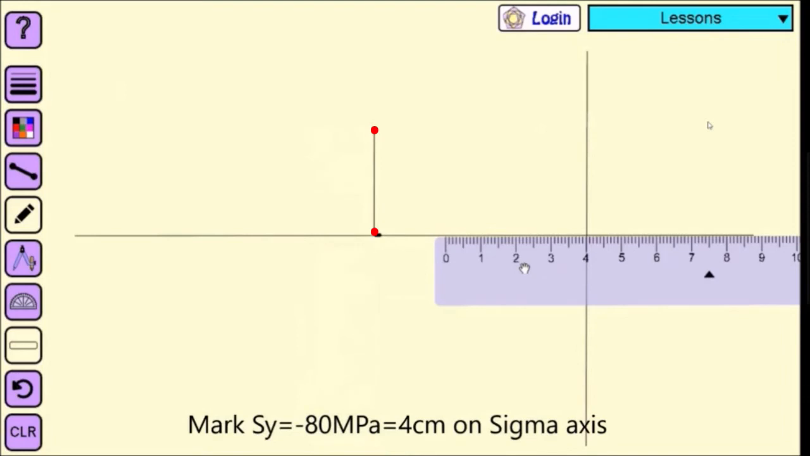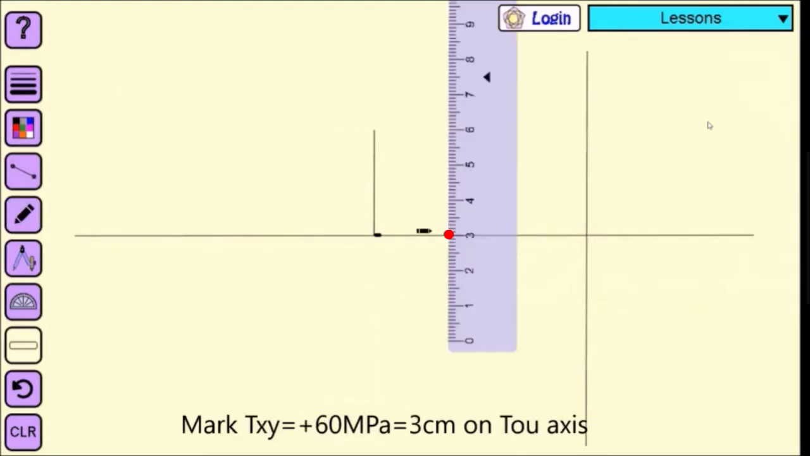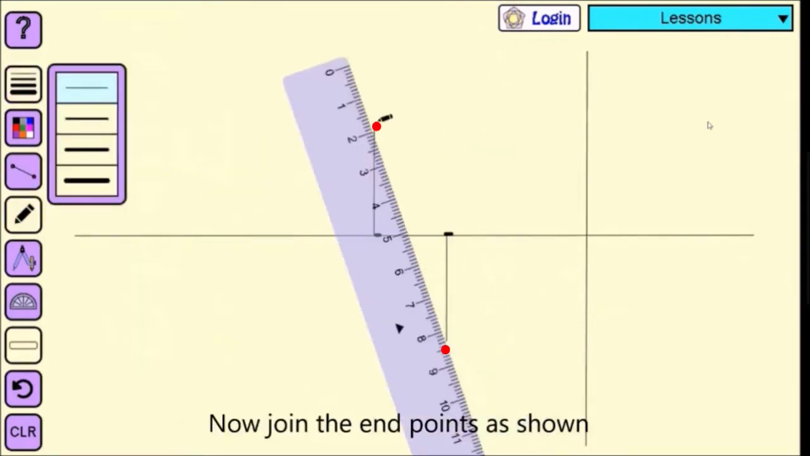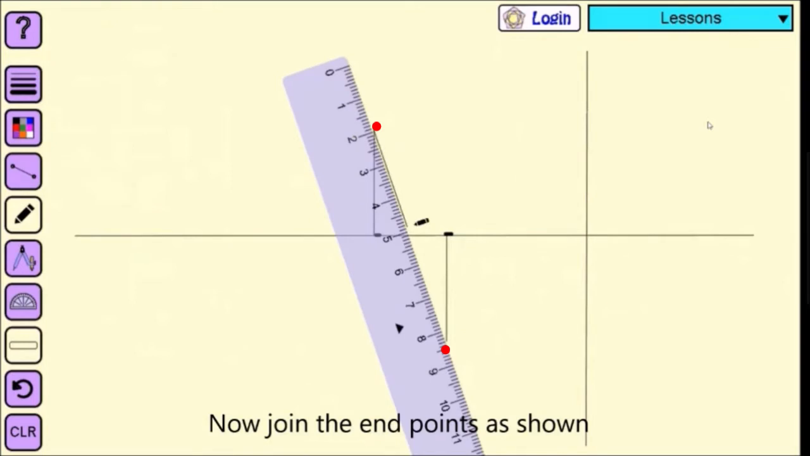Next, you consider horizontal faces where you have a normal stress of sigma y, which is minus 80. Minus 80 is 4 centimeters. So measure 4 centimeters and mark a point there. So this point represents sigma y. At that point, I should mark a shear stress of plus 60, which is 3 centimeter downward. I got another point there like this. Now join these 2 points using a straight line like this.